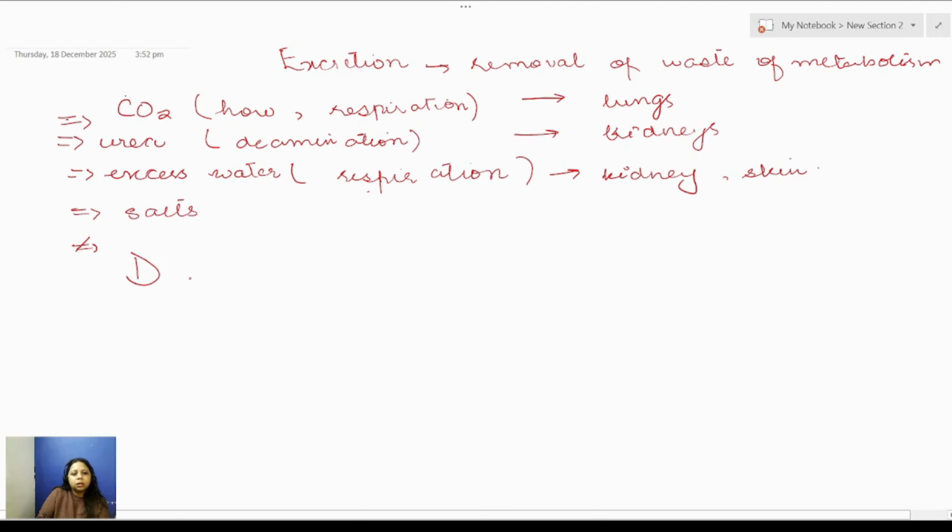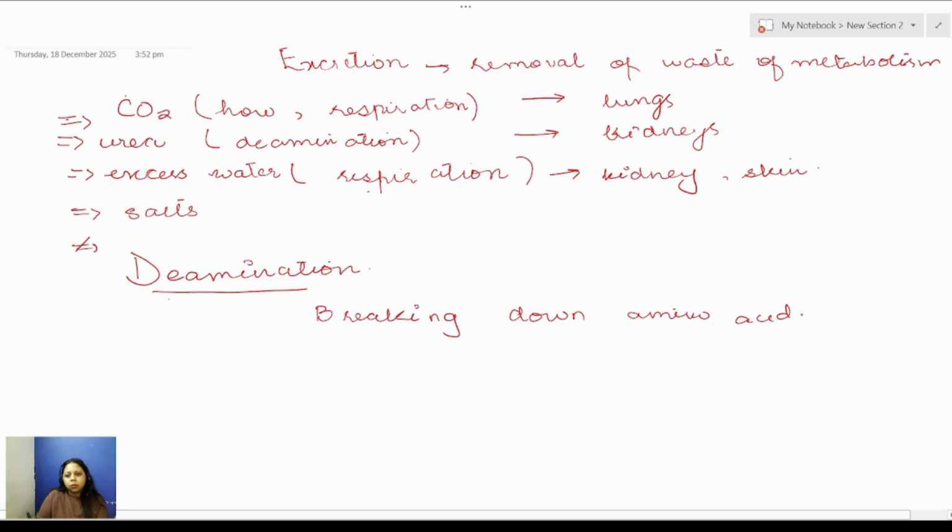What is deamination? How do you define deamination? Okay, it's the breakdown of amino acids into urea. Okay, let's talk about its process later. Where does this process take place? In the liver. Good. Why is the liver called the largest gland?